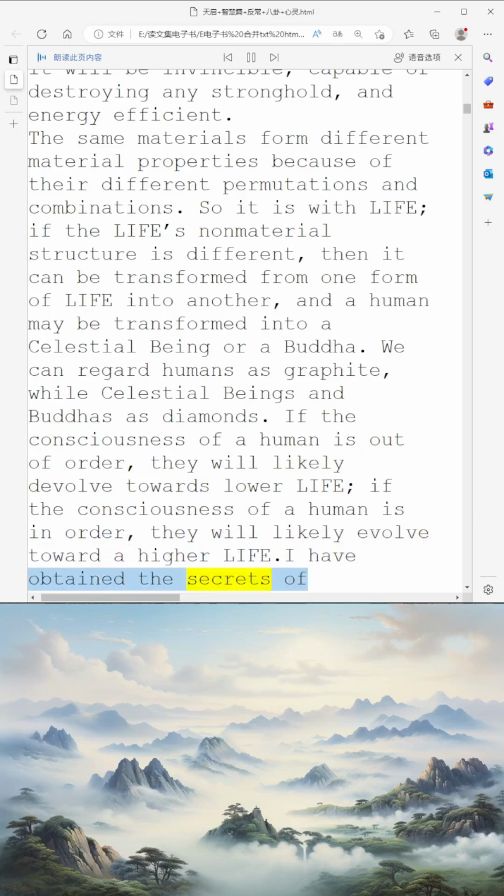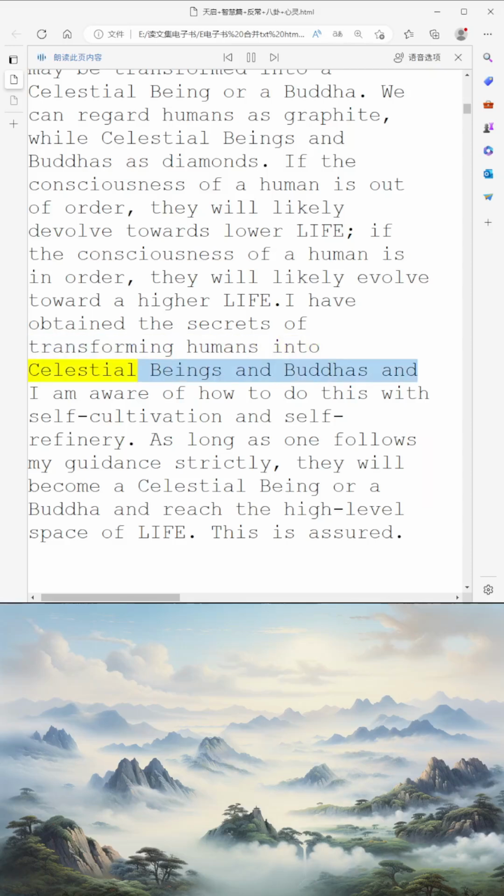I have obtained the secrets of transforming humans into celestial beings and Buddhas, and I am aware of how to do this with self-cultivation and self-refinery. As long as one follows my guidance strictly, they will become a celestial being or a Buddha and reach the high-level space of life. This is assured.